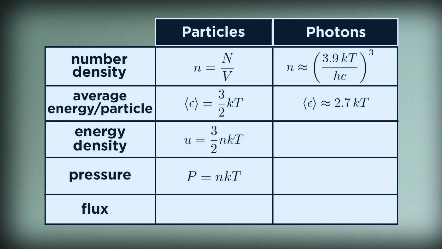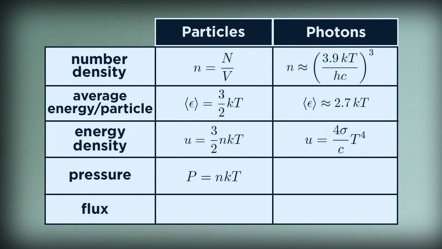Next, let's compare the energy density. For the ideal gas, the energy density, U, equals 3/2 nkT. So it's proportional to nT. For photons, we just saw that n varies as T cubed. So if energy density varies as nT, we might expect the energy density of photons to vary as T to the 4th power. And it does. The constant of proportionality is traditionally written 4 sigma over c, where sigma is the Stefan-Boltzmann constant, which I'll describe in a moment.